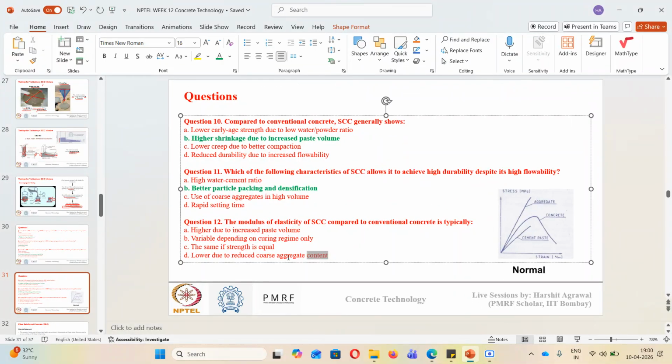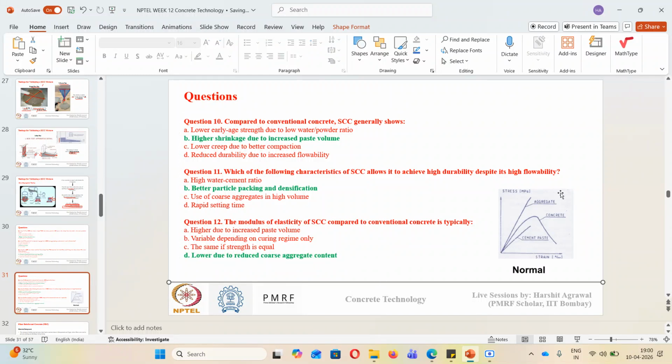Yes, the correct answer is D. Since we are not using coarse aggregate, and we know that aggregates are the reason which contributes primarily to a higher stress in concrete. So since we are not using aggregates much and we are increasing the cement paste content, what will happen? This stress versus strain profile will shift downwards towards the cement paste curve, and thus a self-compacting concrete will have a lower MOE compared to a conventional concrete where there is higher proportion of aggregates.